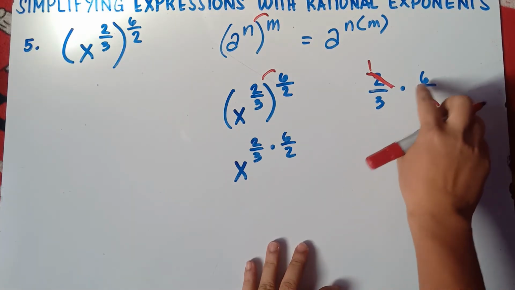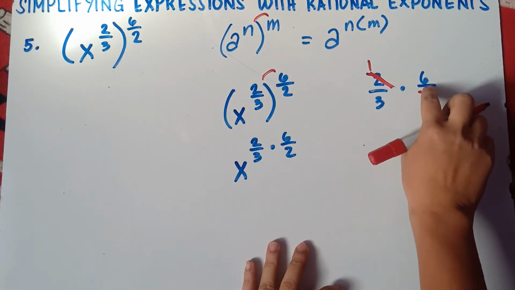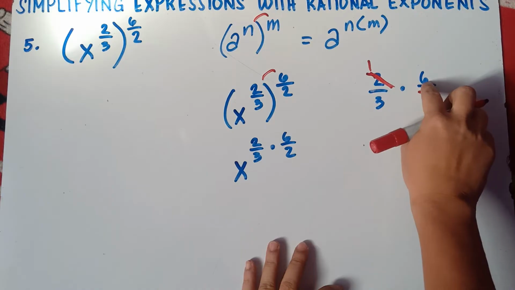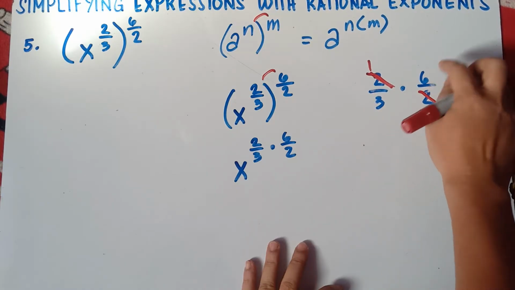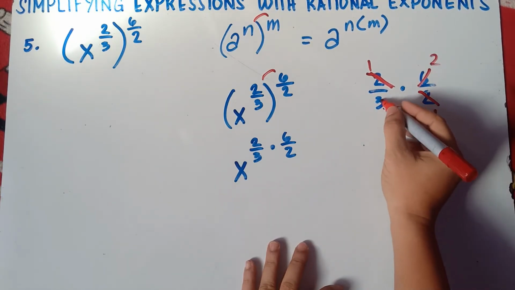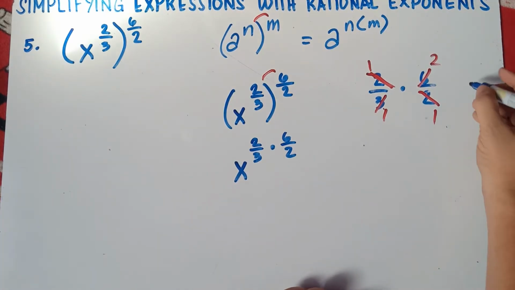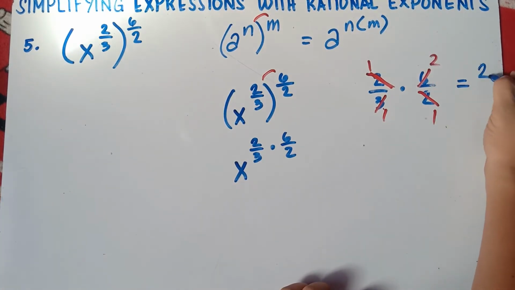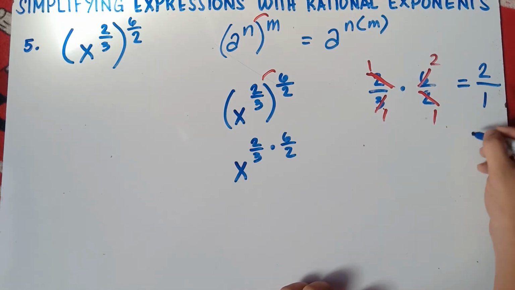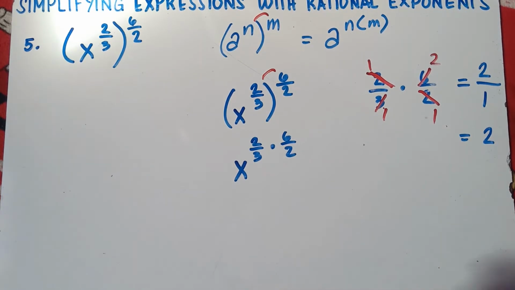And 6 and 3, class, can we cancel this out? Can we divide 6 by 3? Yep. Okay, we can divide 6 by 3. 6 divided by 3, that is 2. 3 divided by 3, that is 1. And our final answer will be 1 times 2, that is 2. 1 times 1, that is 1. And 2 divided by 1, that is 2. So you can do it this way, class.